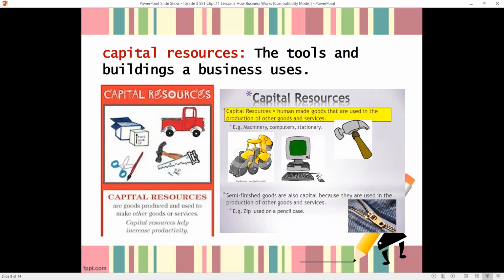We use this to store our data, to find information on Google, on the internet, and we use this computer for our day-to-day life. Especially now when you are doing your online studies, you need the computer. So the computer comes under capital resource.